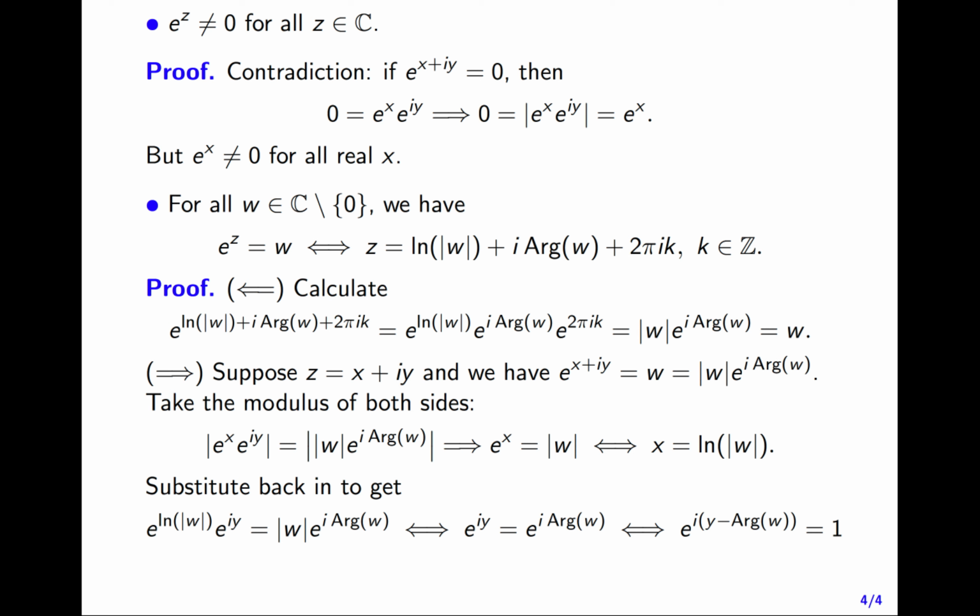equals 1. But on a previous slide, we showed what happens when e to the z equals 1. What do we know about the exponent then? We must have i times the quantity y minus principal argument of w equals 2 pi ik for an integer k. So we divide off by i, and we get y equals principal argument of w plus 2 pi k for k an integer. So we have solved for x equals natural log of modulus of w, and y has infinitely many values, principal argument of w plus 2 pi k.